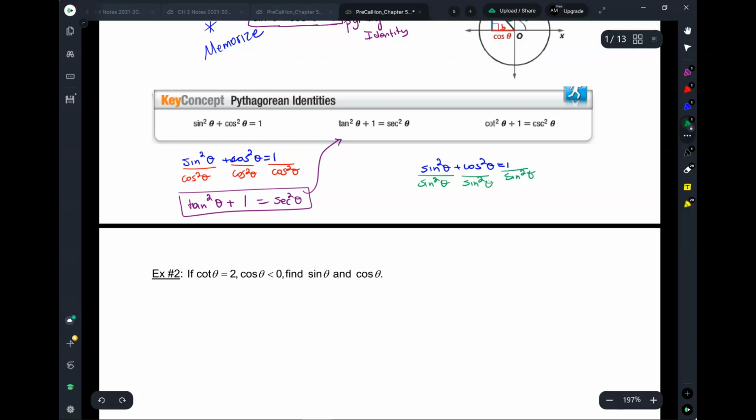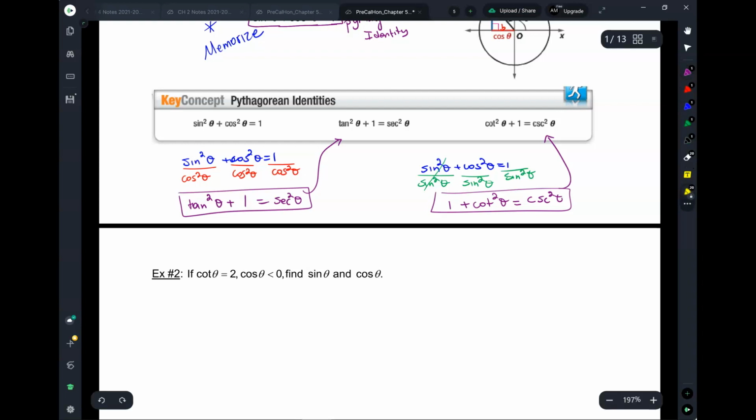Now what do we get? Sine squared over sine squared is 1. Cosine over sine is cotangent. When you square both of them, it is cotangent squared. Equal to 1 over sine, which is cosecant, cosecant squared theta. And look, this one is the other Pythagorean identity.